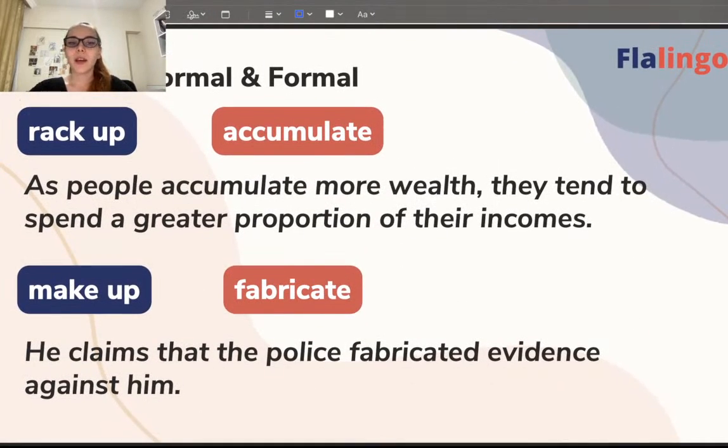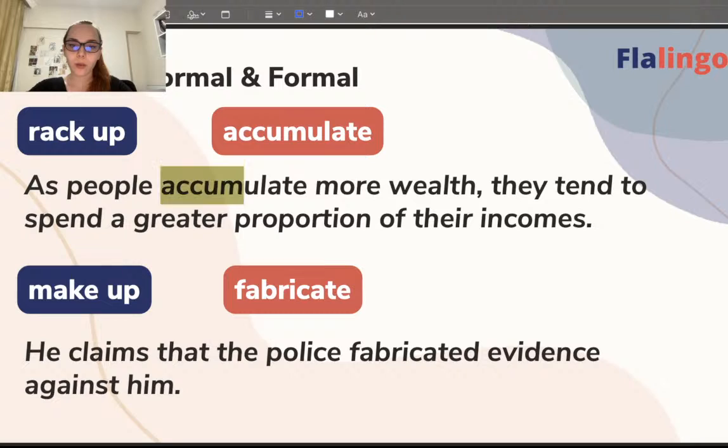And in here we have rack up and make up. Those are informal. So we can say accumulate and fabricate for formal verbs. I'm sure that these will sound strange to you. Like I said, I'm not always using them as well because we can't remember all of them. And okay, as people accumulate more wealth, they tend to spend a greater proportion of their incomes. So there are really high number of formal words in here.